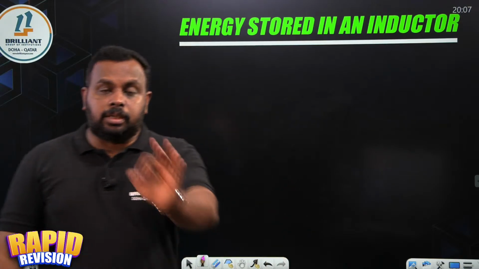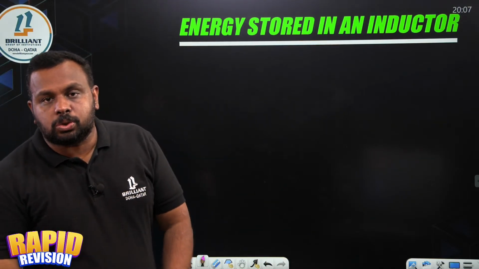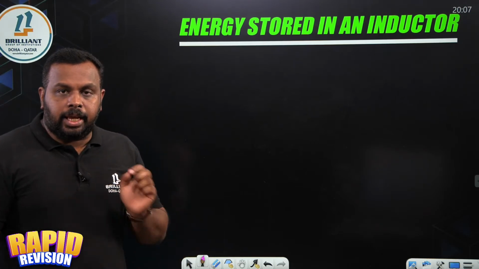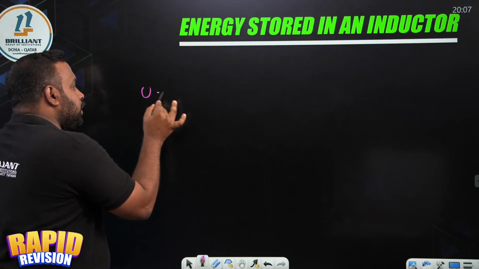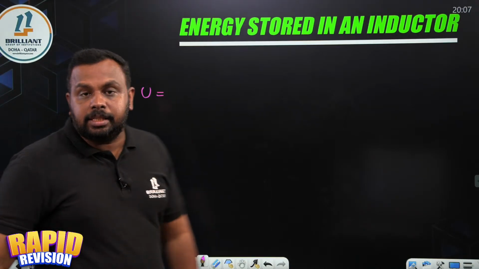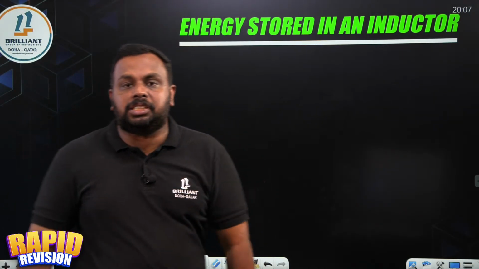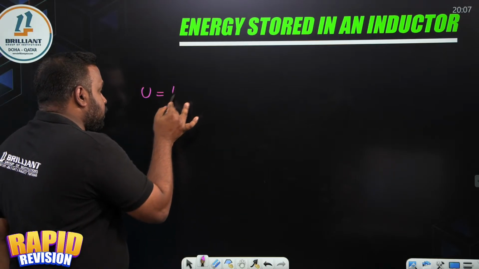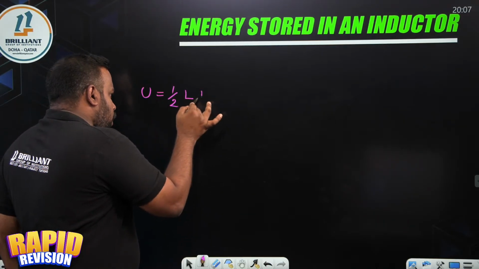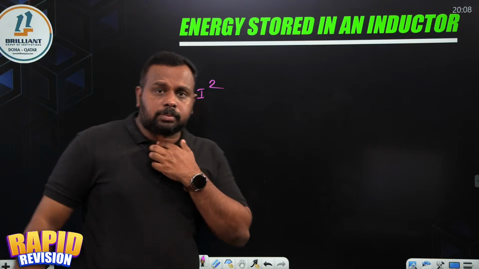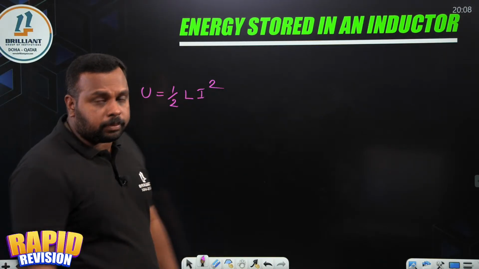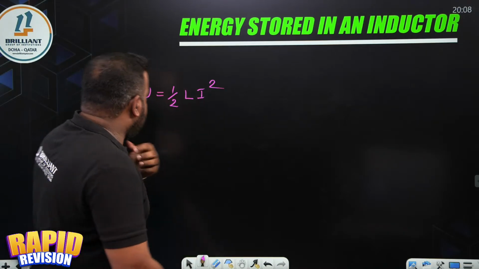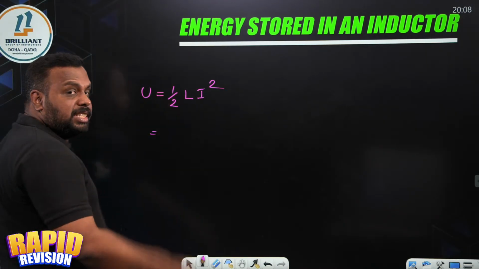Energy stored in an inductor derivation is also important. Energy stored in an inductor. What is the formula? U is equal to half Li square. A current carrying inductor stores some energy in it, and half Li square is the formula for energy stored. And what is the expression for the energy density?